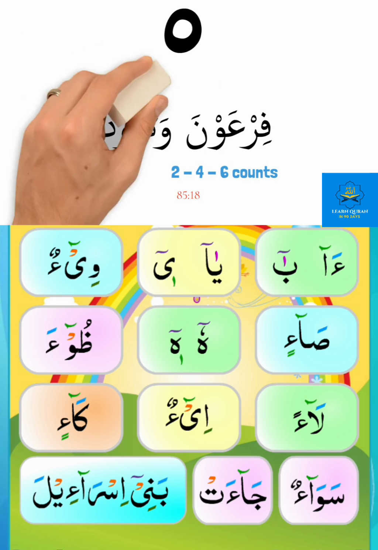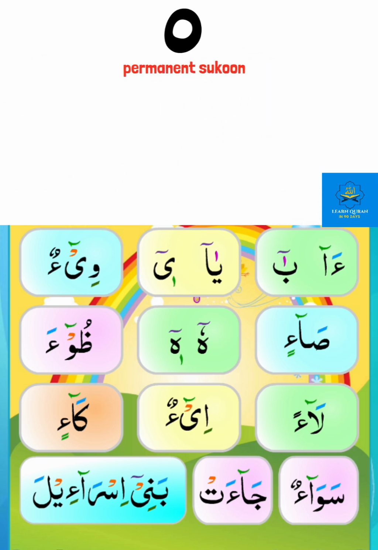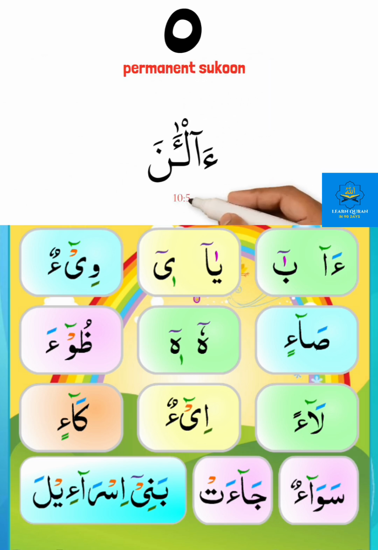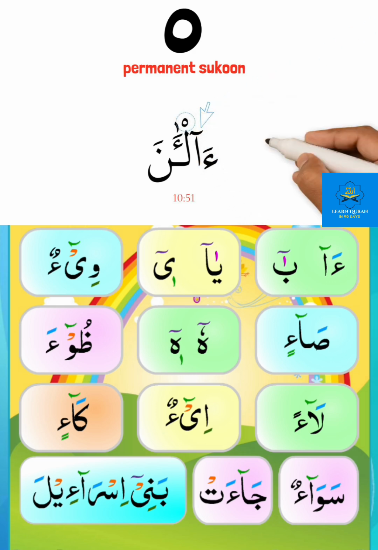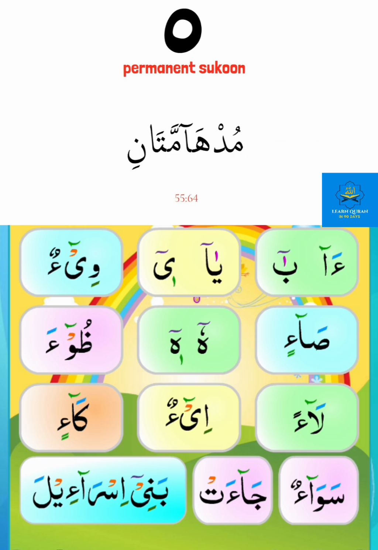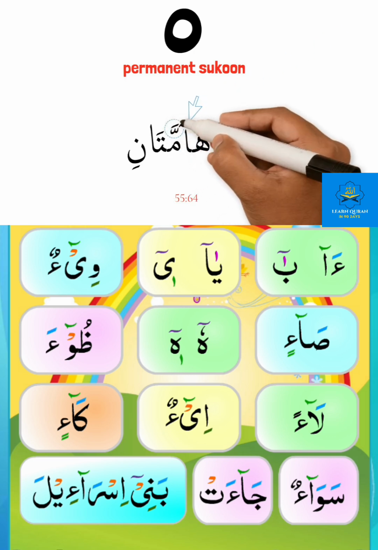The second scenario is when you see a long vowel followed by a permanent Sukun. Then we must lengthen it for 6 counts. For example, we see a long vowel followed by a permanent Sukun. We lengthen it for 6 counts. It reads, Al-ana.